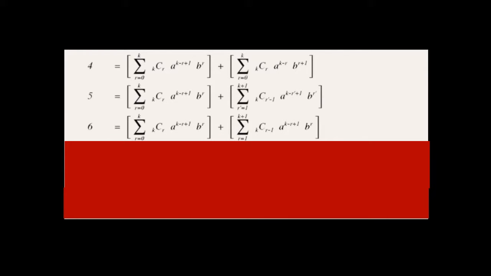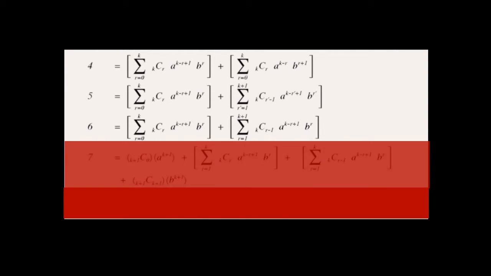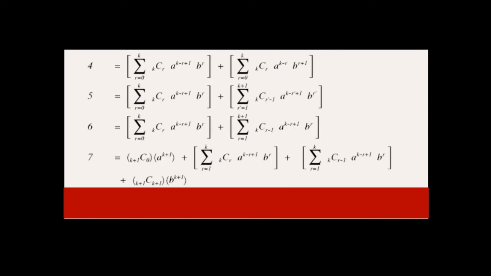Plus the summation of r equal to 1 to k plus 1, k taken r minus 1 times a raised to k minus r plus 1 times b raised to r, is equal to k plus 1 taken 0 times a raised to k plus 1, plus the summation of r equal to 1 to k, k taken r times a raised to k minus r plus 1 times b raised to r, plus the summation of r equal to 1 to k, k taken r minus 1 times a raised to k minus r plus 1 times b raised to r, plus k plus 1 taken k plus 1 times b raised to k plus 1.